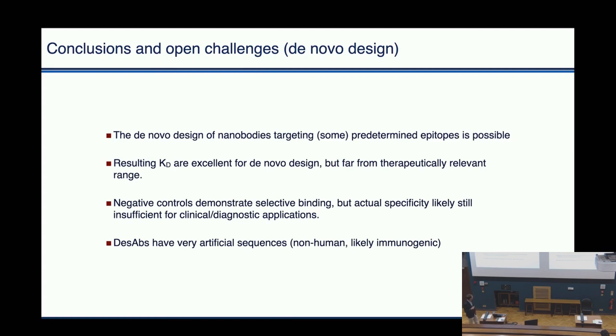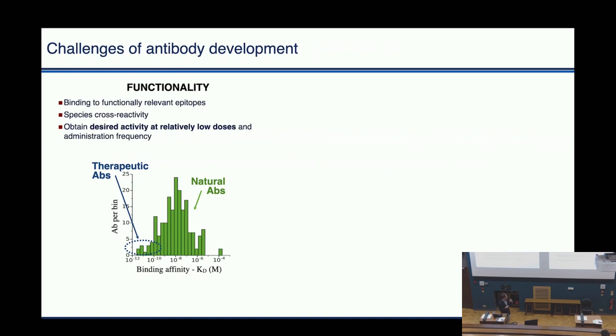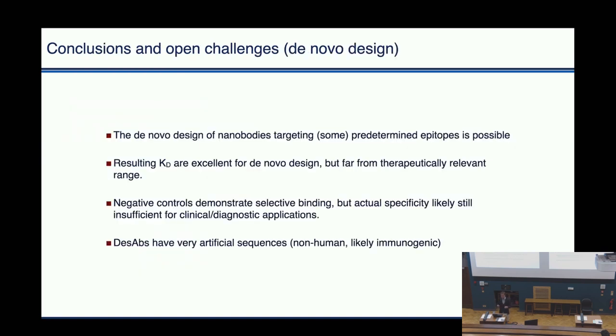We have a negative control that demonstrates selective binding, which is good, but the actual specificity is likely not sufficient for diagnostic application. And finally, these nanobodies have rather artificial sequences because of the way we design the interaction, so they're likely immunogenic. And these are areas for improvement. These are the challenges of computational design of nanobodies that we are trying to address at the moment in my group.